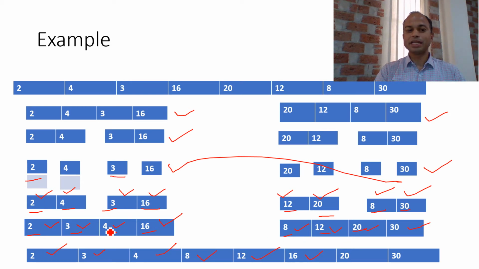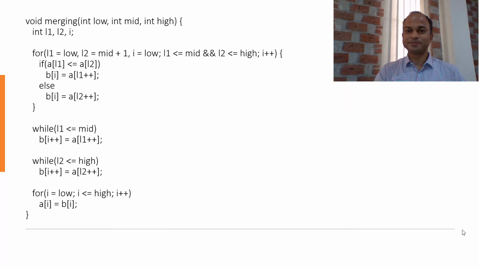So first subarray has been completed. So we have copied all the remaining elements of the second subarray. The remaining elements are 20 and 30. So we have copied 20 and 30 in this way. So this is the working of our algorithm. This is called merge sort.